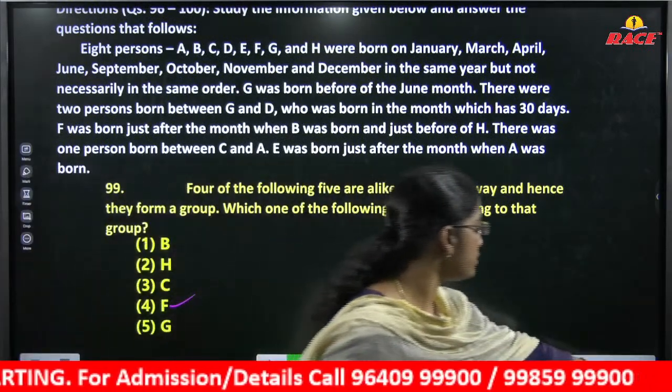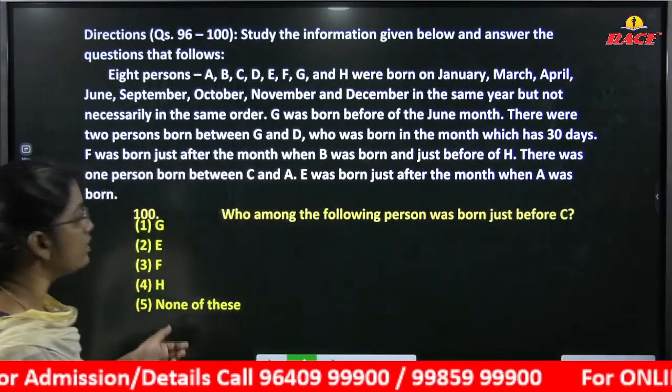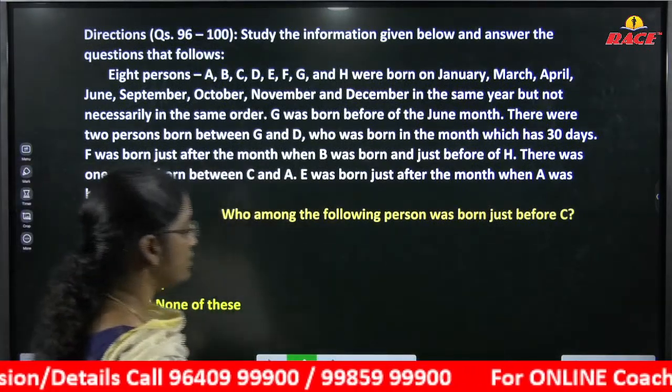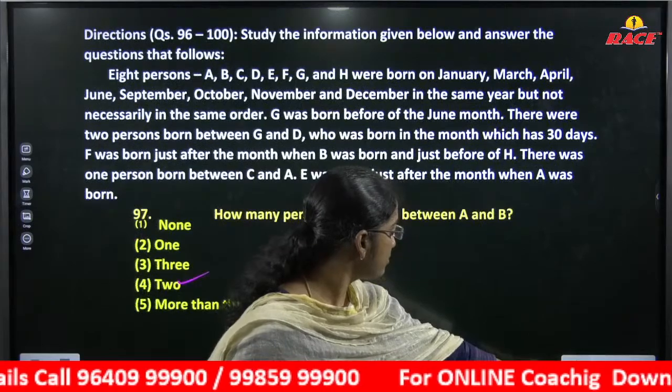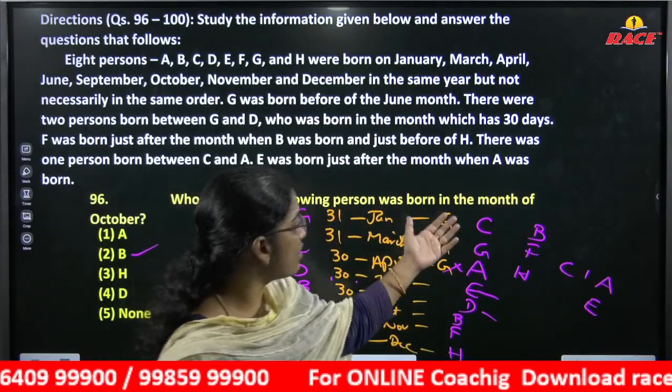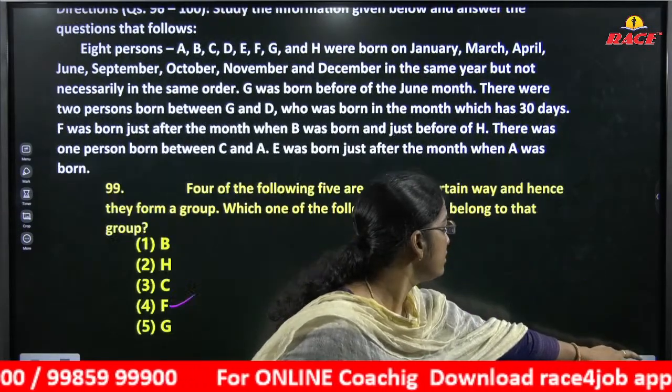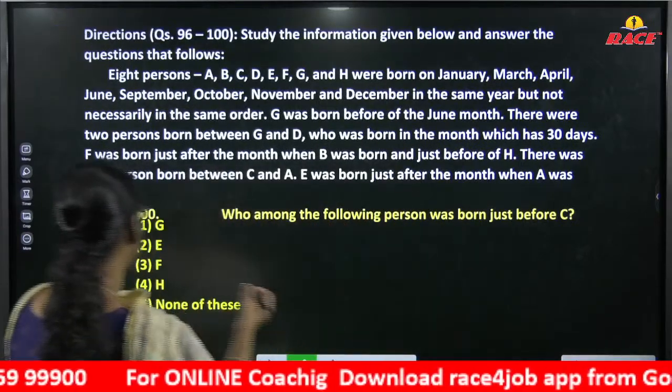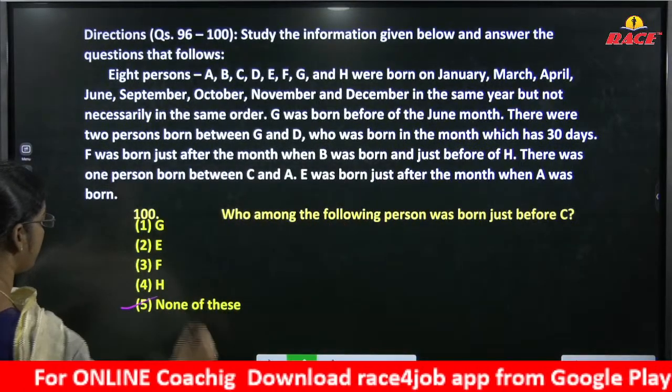Then our last question: who among the following persons was born just before C? Just before C, we do not have any person. That means our answer is none of these.